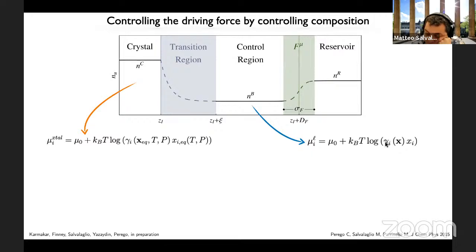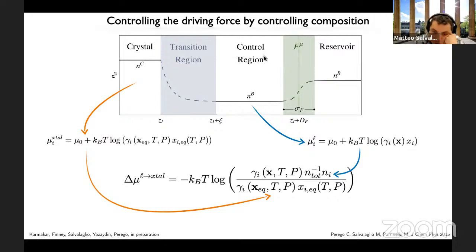Once again, one can write it as an activity coefficient that multiplies the molar fraction, which are all quantities that essentially depend on the local composition. And when one writes a difference in chemical potential between the liquid and the crystal, essentially one can see that this difference is controlled by the concentration in the liquid phase. So being able to control the liquid phase concentration has the very practical effect of allowing us to control the difference in chemical potential between the liquid phase that is driving the process evolution and the crystalline phase.